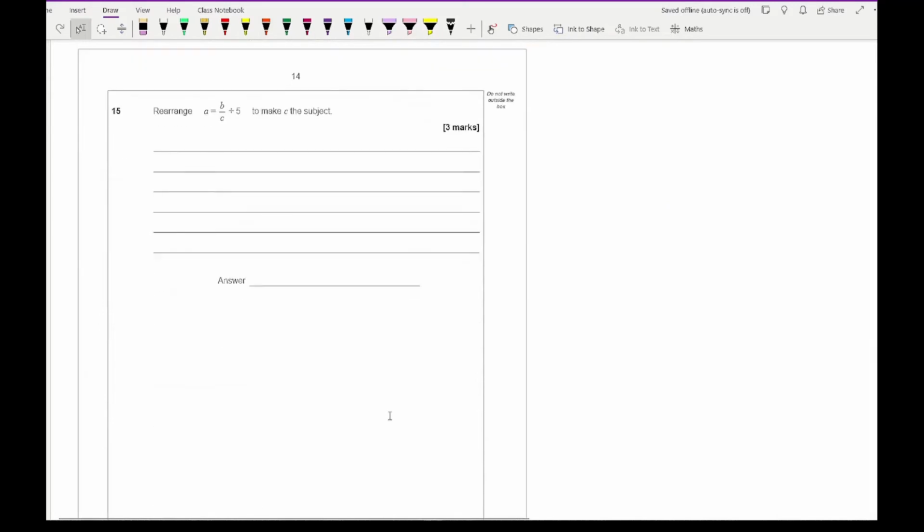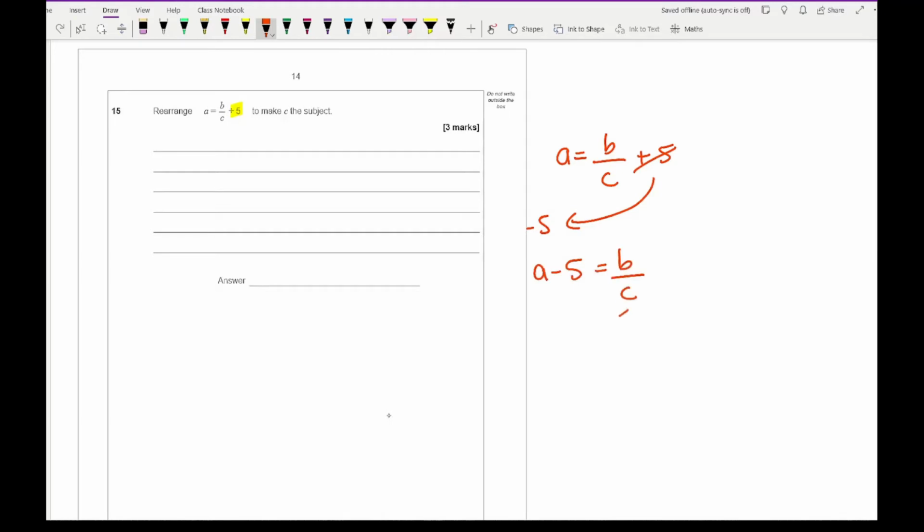For question 15, it says rearrange a equals b over c plus 5 to make c the subject. So for this, what we want to do is think about what we need to get rid of first. We need to get rid of the plus 5. So this is the question. I take the 5 over to the side by taking away 5. So I've got a minus 5 equals b over c.